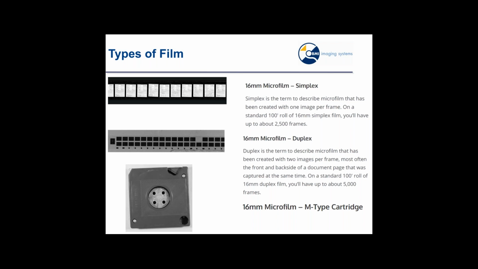So a standard microfilm scanning job for a registrar is going to be a 16 millimeter simplex 100-foot roll. That's the average. That's what we typically see. That's going to be your lowest cost option. Those tend to have around 2,500 to possibly 3,000 images on each roll.